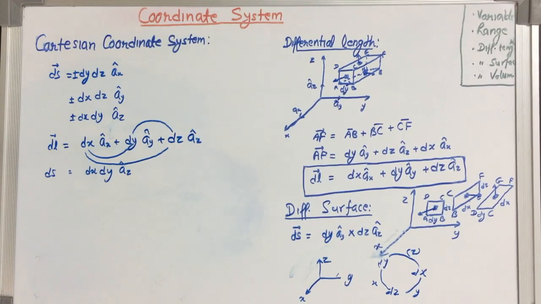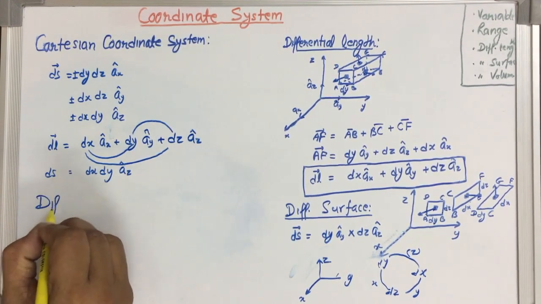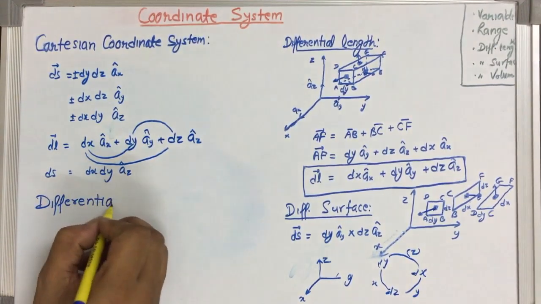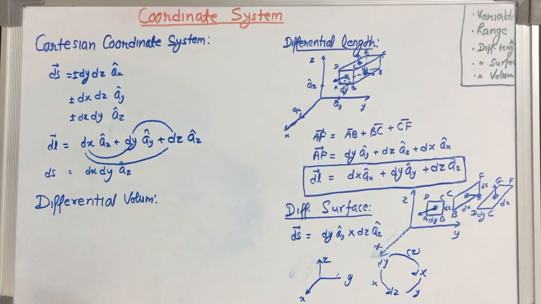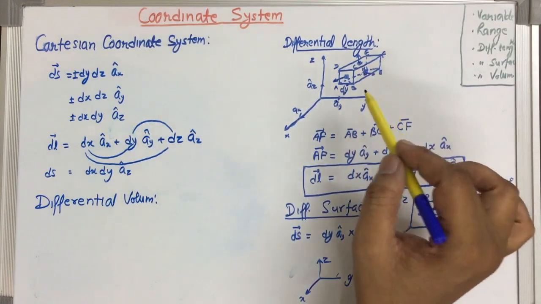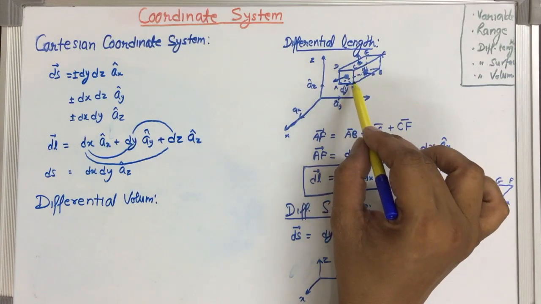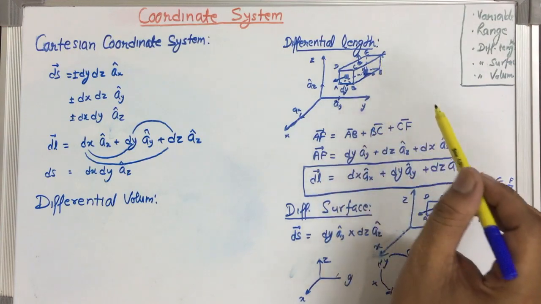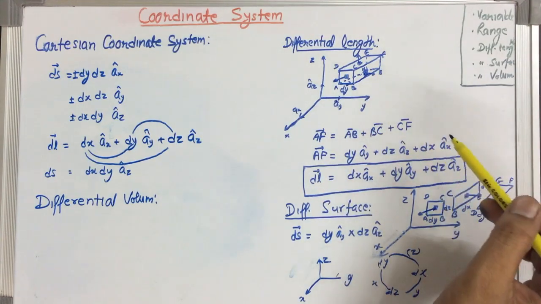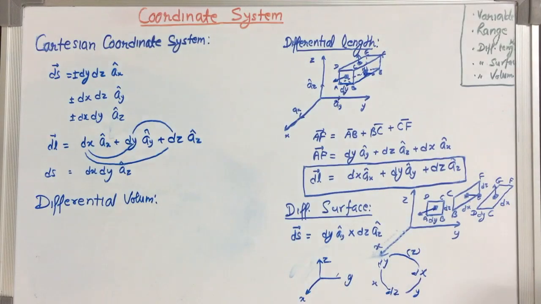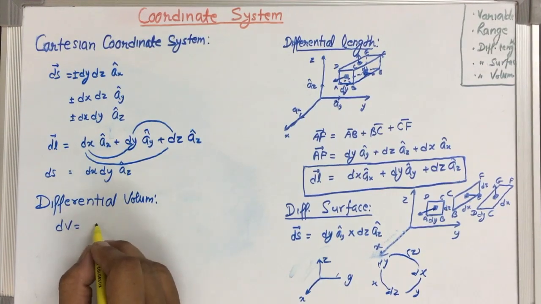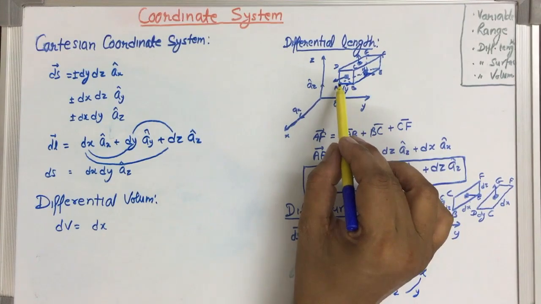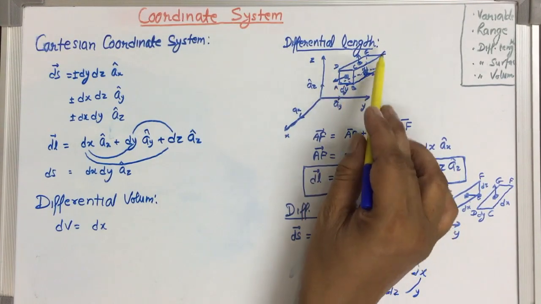Now let's come to differential volume. This is the simplest one. You don't have to do anything else. To find the volume of this, this length multiplied with this length multiplied with this length will give you the volume, and that is not a vector, that is simply a scalar, so don't worry about that. It is very simple. So differential volume will be dx dy dz.